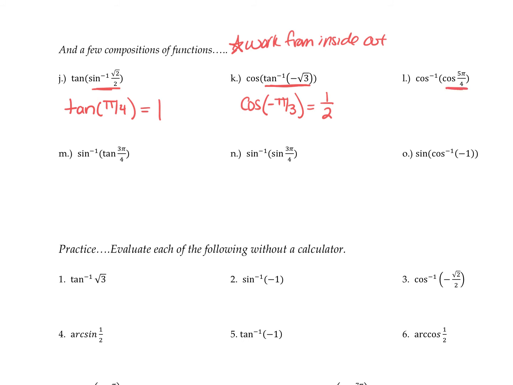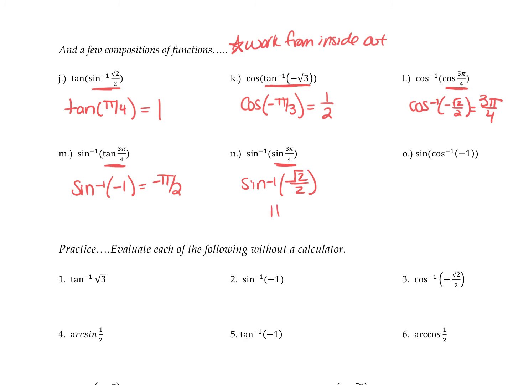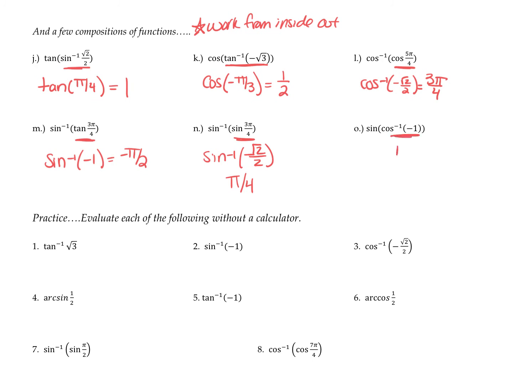Here, my cosine at 5 pi over 4. Well, cosine at 5 pi over 4 is negative root 2 over 2, which for the inverse cosine would be at 3 pi over 4. The tangent at 3 pi over 4, the sine inverse of that would be negative 1, and the sine is negative 1 at negative pi over 2. Sine at 3 pi over 4 is positive root 2 over 2, which happens at pi over 4 for sine inverse. Cosine at negative 1 is pi. The sine at pi is 0.